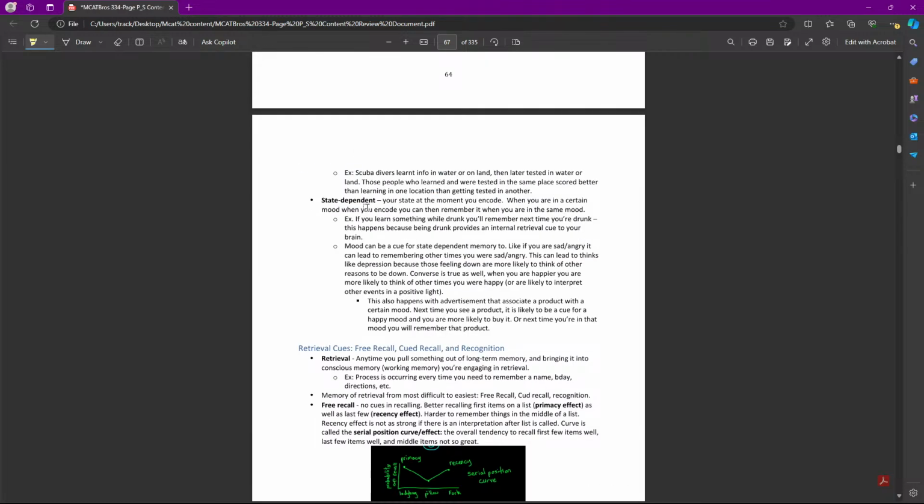So state dependent is your state at the moment you encode. When you're in a certain mood as you encode, you can then remember when you're in that same mood. So if you're going to be angry while you take your MCAT, you should study angry. And that's why they always say do not study for an exam when you're drunk, because you can't take the exam unless you're drunk to perform in the same manner. Moods can be cues for state-dependent memory. That makes sense.